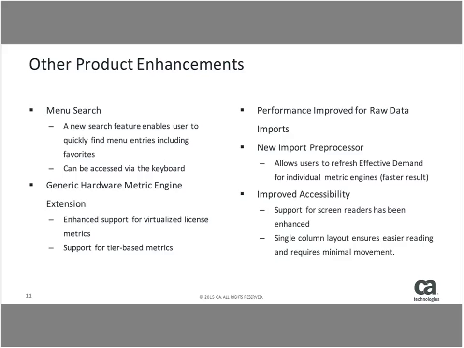As is typically the case in point releases for SAM, we've made incremental enhancements to our metric engines. In this case, in the 4.0 release, updates to the generic hardware metric engine, where we've added support for license metrics around virtualization, additional support, and also greater support for tier-based metrics.